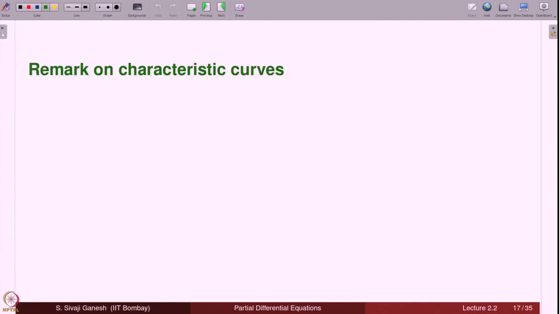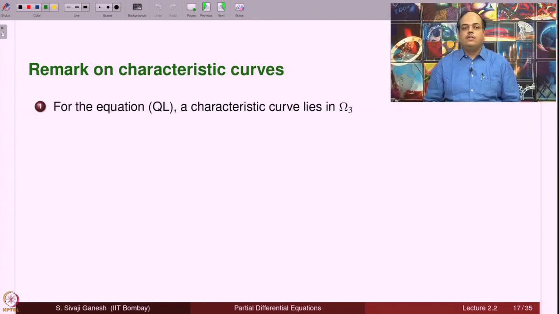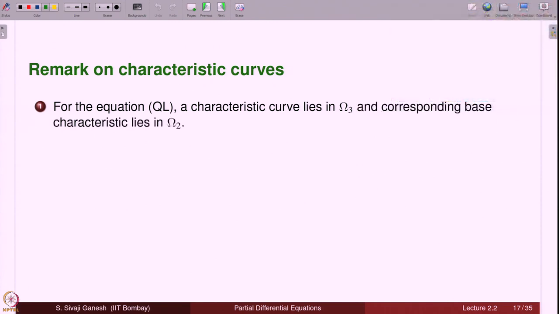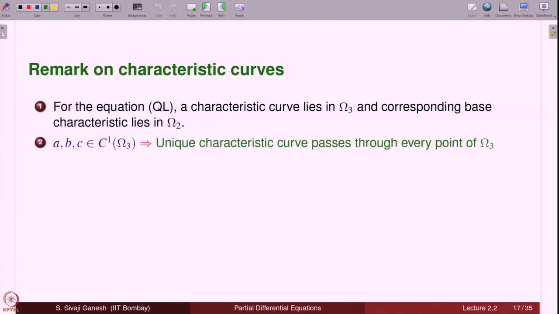Okay, a remark on characteristic curves. For the quasi-linear equation, the characteristic curve lies in omega 3 and the base characteristics lie in omega 2. This is very important. Many times this is blurred, so people refer to both of them as characteristics. So, you have to be very careful. Therefore, to clear this confusion, we use the word base characteristic curve.